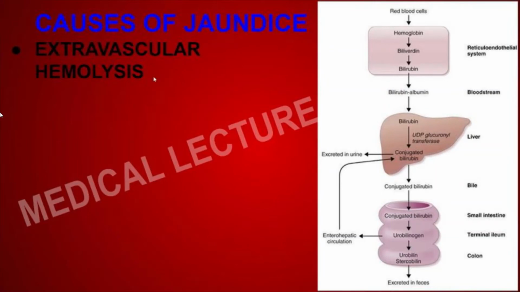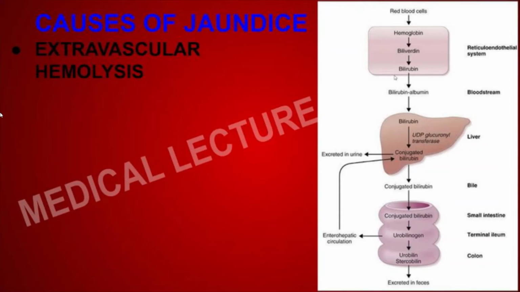Now what happens in the extravascular hemolysis? There is increment in the unconjugated bilirubin. How? Just look at this diagram. Because over here there is excessive destruction of the red blood cells. There is increment in the hemoglobin, which further causes increment in the unconjugated bilirubin in the blood.